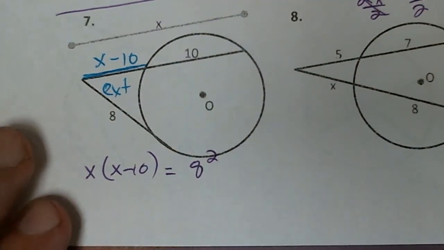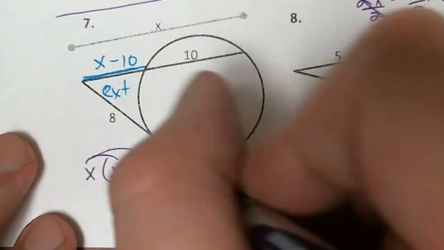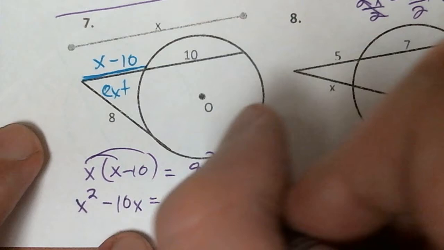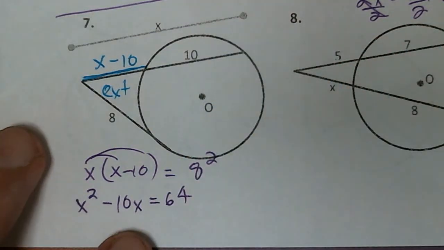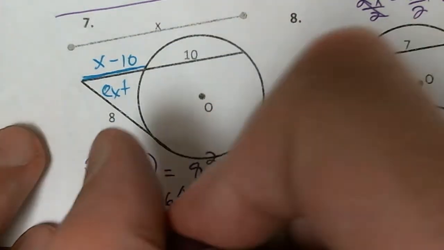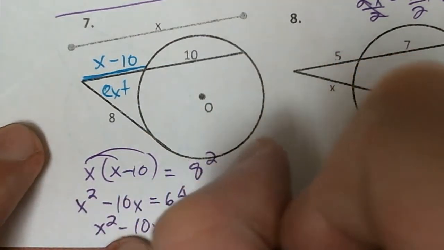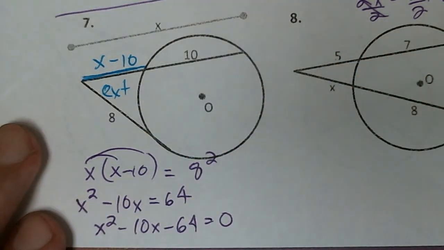Now we got to solve this equation. So let's distribute. X times x is x squared minus 10x equals 64. I want to have my quadratic set equal to 0. So we have x squared minus 10x, move the 64 to the other side, minus 64 equals 0.